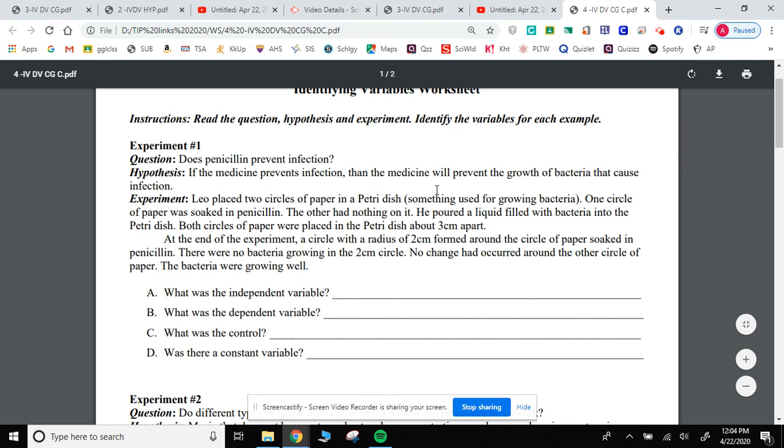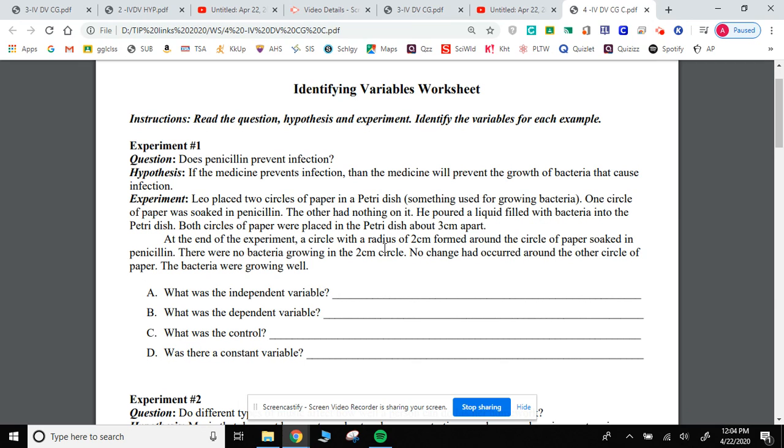Okay, we're back and going over the next worksheet. So in this experiment number one, the independent variable would be the penicillin. The dependent variable, something about the bacteria, the presence of bacteria or the radius of bacteria. The control in this experiment would be the part where they just put a regular piece of paper down. Again, since we're testing the effect of penicillin, we want to have a control example with no penicillin.